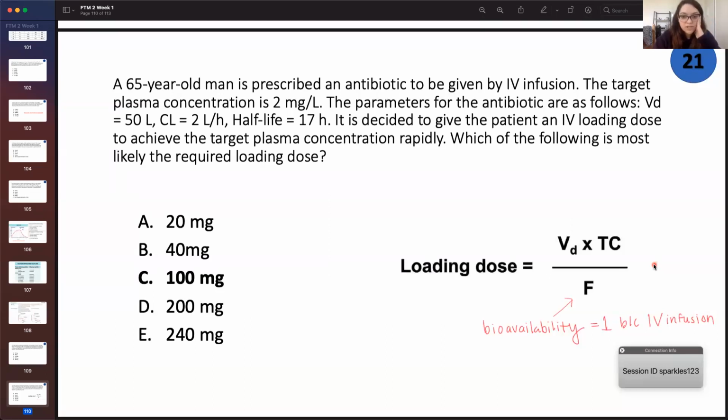So most of your questions are probably going to give you that. If not, then they'll have to give you what that value is because you aren't supposed to memorize any bioavailabilities for anything. So just assume that if I'm given an IV infusion, it's 1, so you can completely ignore that variable. If not, then they have to give you what that value is.